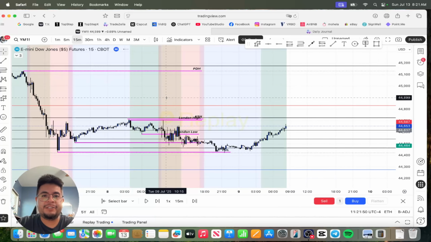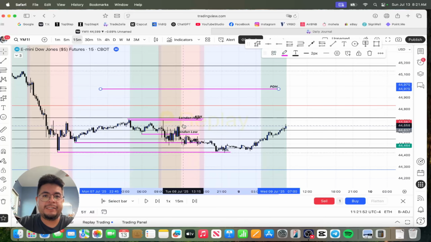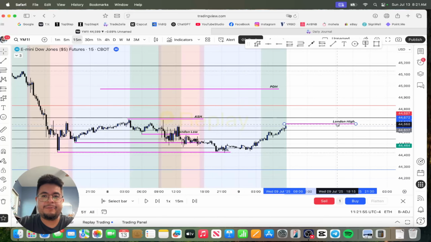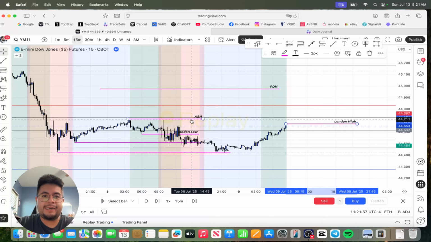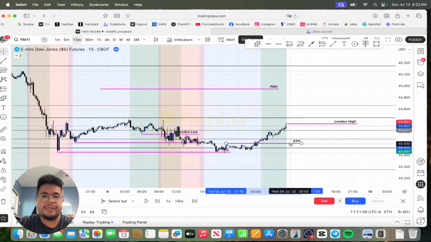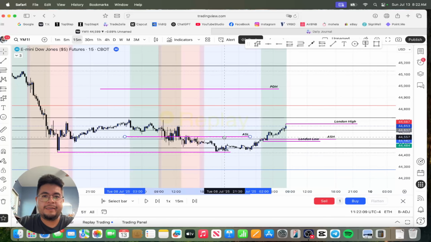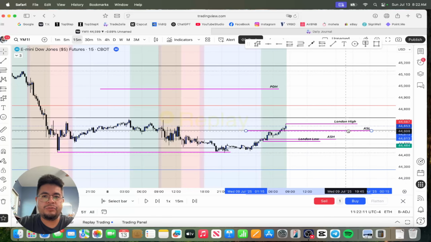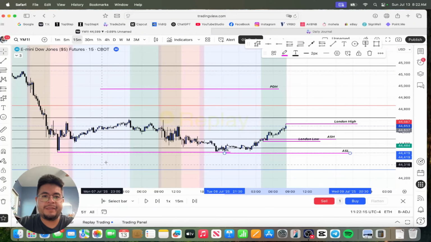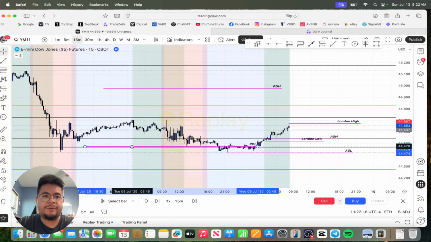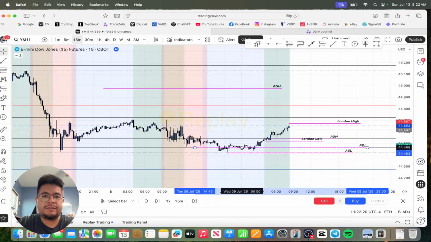I'll go down to the 15-minute chart, move our liquidity lines around, right? London high was created right there. If it keeps going higher, I'll just move it. Asian session high right there. London low right there. Asian session low was right there, and that previous day low was right there.